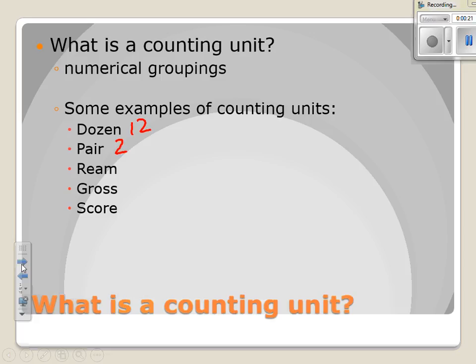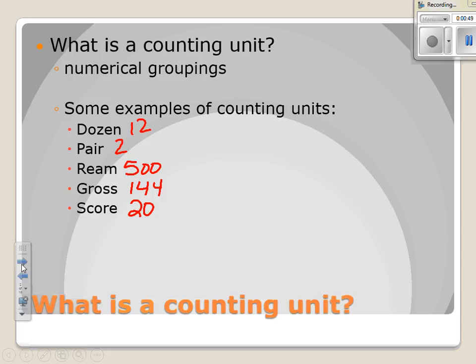2. And Ricky, you told us how much was a ream worth? 500, yes. And a gross back there. 144. And then the score was 20. These are all daily things we use. We might not use scores, but I use pairs and dozens quite a lot in my life. And I use reams a lot because I have to copy lots of sheets of paper.